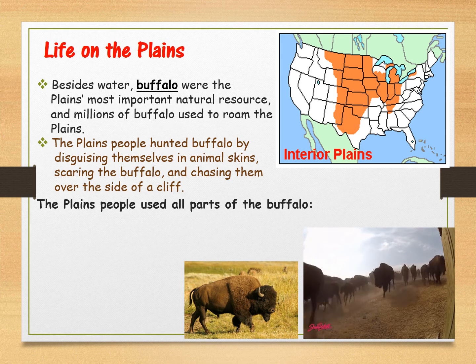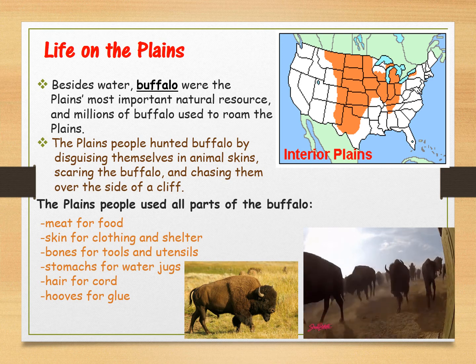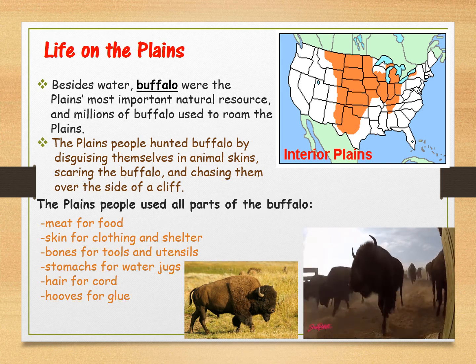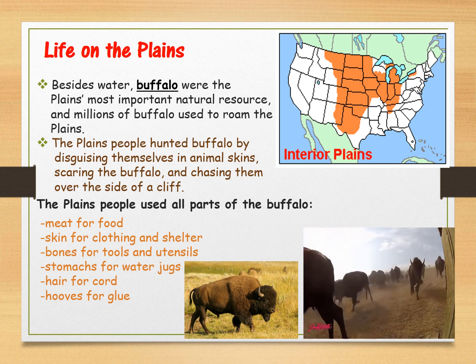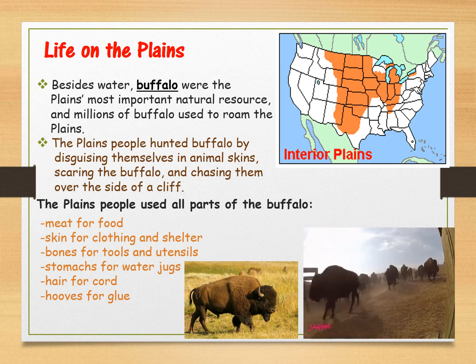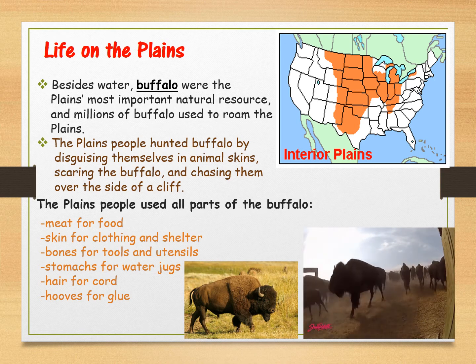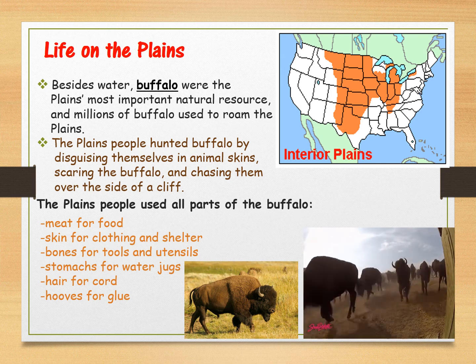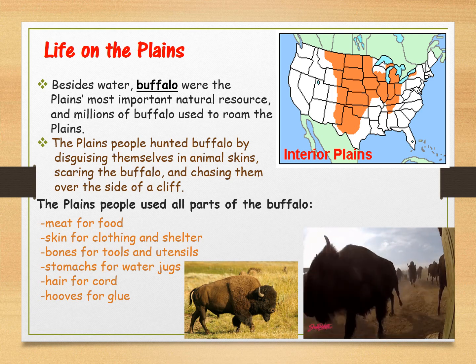For example, the meat could be eaten raw or cooked. It could also be mixed with fat and berries to make pemmican, a dried meat that could be stored. The buffalo also gave plains people what they needed to make clothing, tools, utensils, and shelters. The people used almost every part of the buffalo, as I've said. They made clothing and moccasins from the skins, they carried water in bags made from the stomachs of buffalo, they twisted the hair into cord, and they made tools from the bones and horns. Even the hooves, grade 5, of the buffalo were used to make glue, so nothing was wasted.